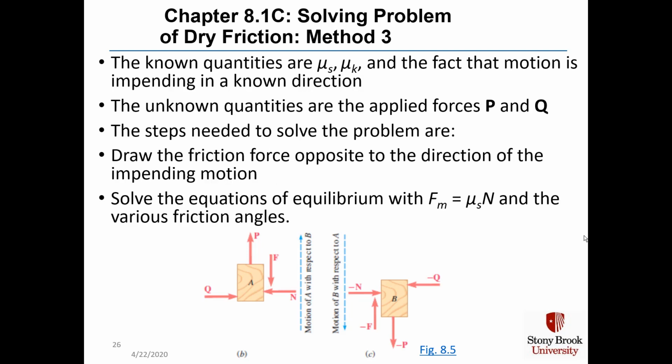We know in method 3 that the coefficients of friction are defined as mu s and mu k, and we're given the fact that motion is impending in a known direction. Now the unknown quantities are the applied forces P and Q. And in order to solve this problem, we've got to draw the friction force opposite to the direction of the impending motion. And we've got to solve the equations of equilibrium with F sub m, meaning the max frictional force, equal to mu sub s N.